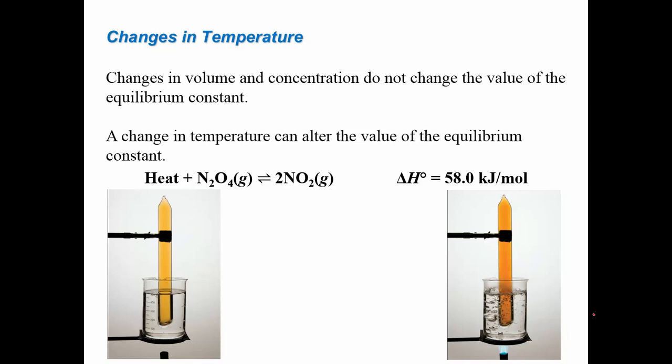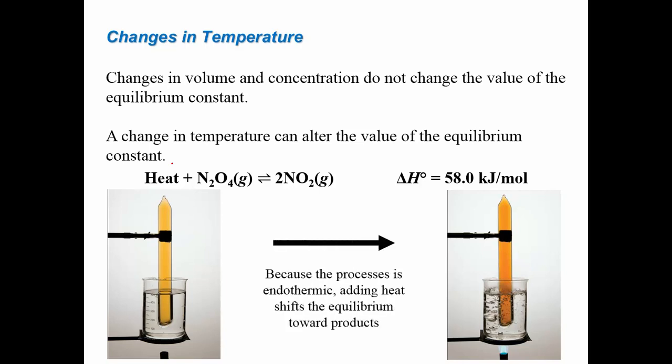If you have a delta H that is positive, that means the enthalpy of the product is greater than the enthalpy of the reactant. So you must have heat on the reactant side. So if you treat heat as if it was a compound, if you increase the amount of heat, you're adding heat, you will shift away from the addition.